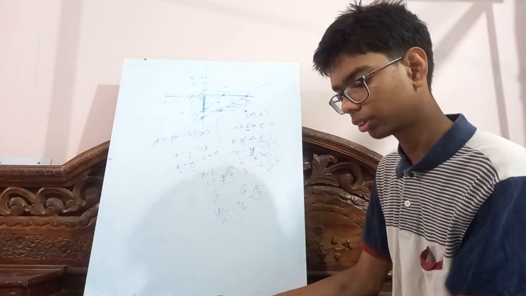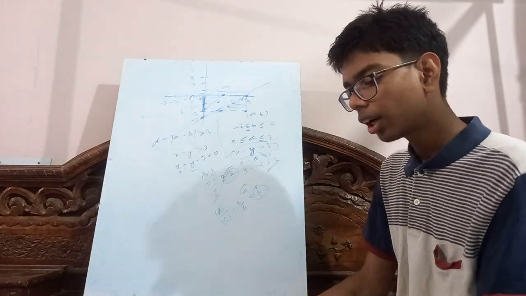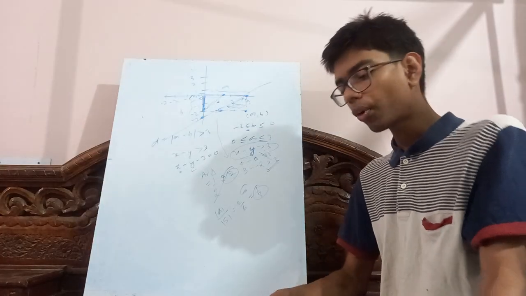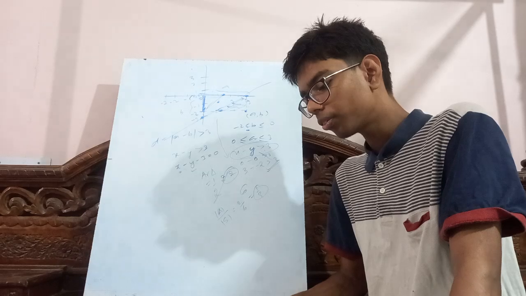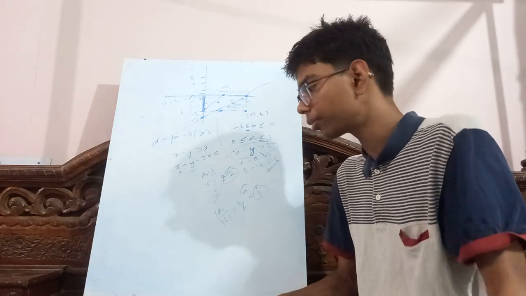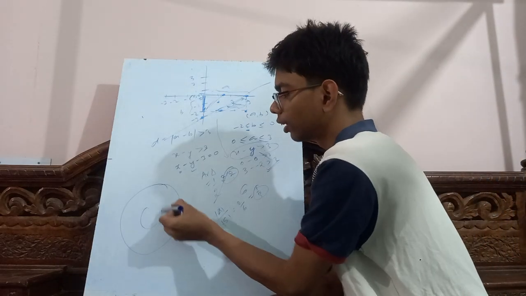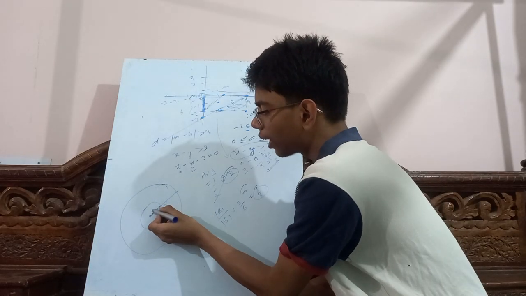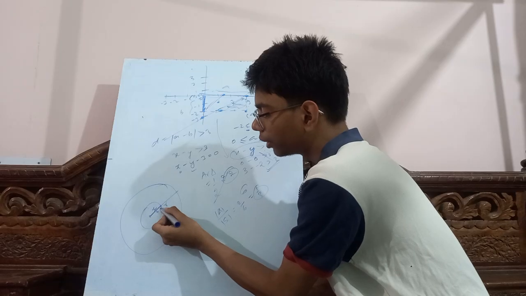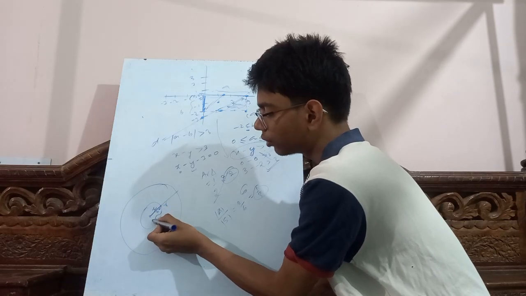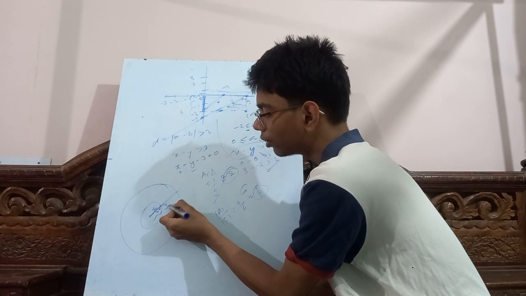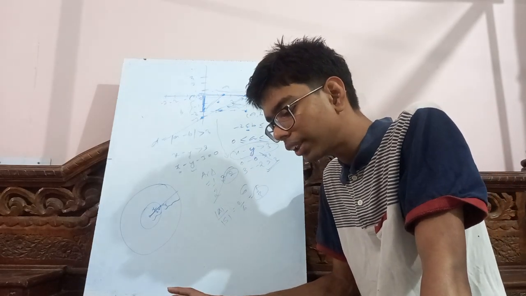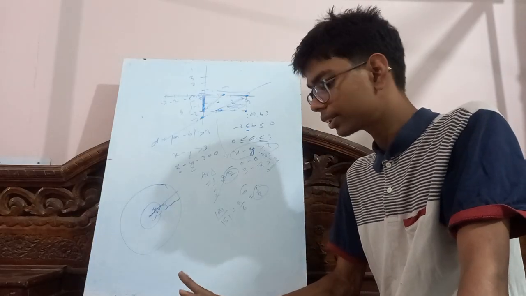And then the next question: a point is selected at random inside a circle. Find the probability that the point is closer to the center of the circle than its circumference. Suppose this is my circle, and the radius is r. At distance r by 2, when I get here, I will be closer to the center. When I get here, I will be closer to the circumference.